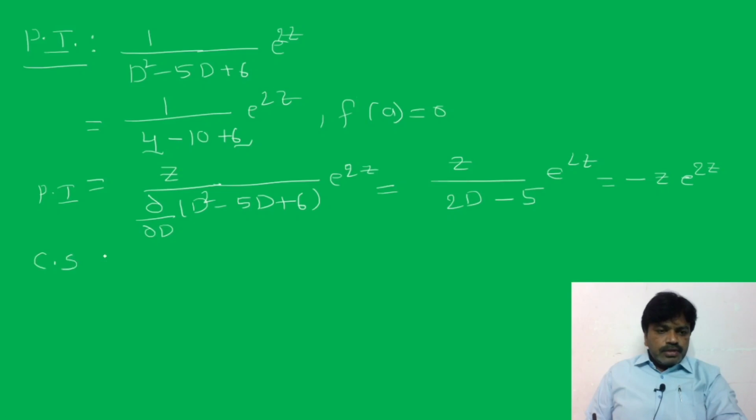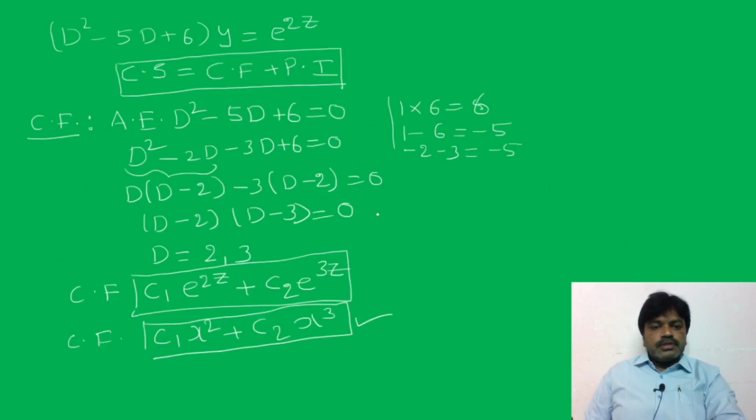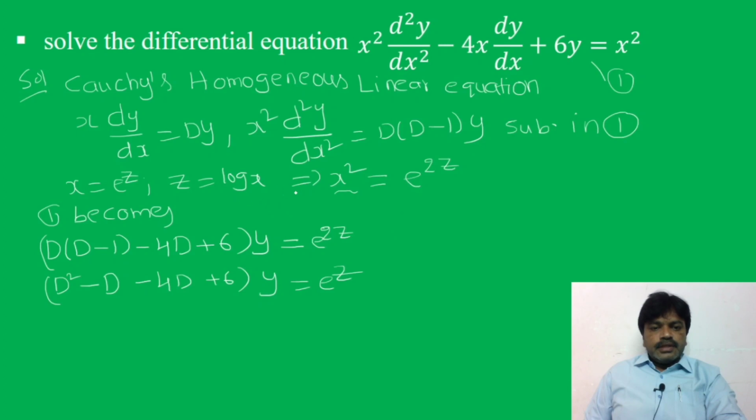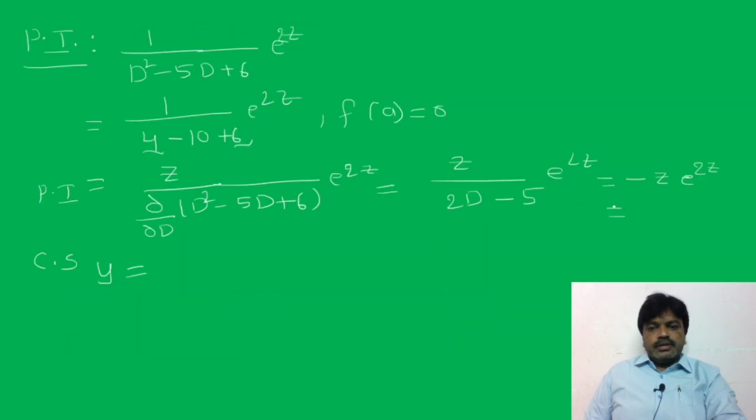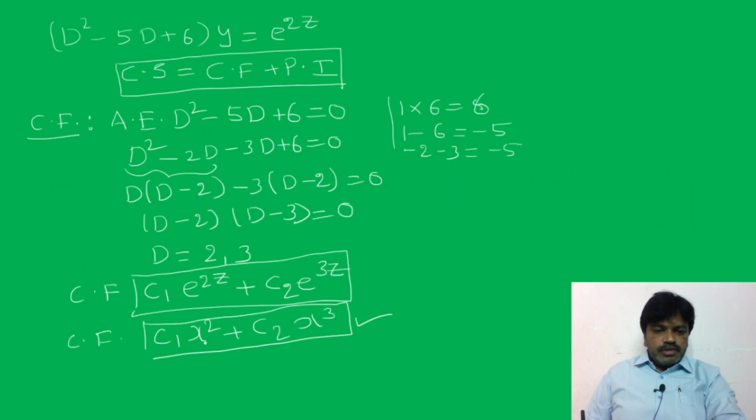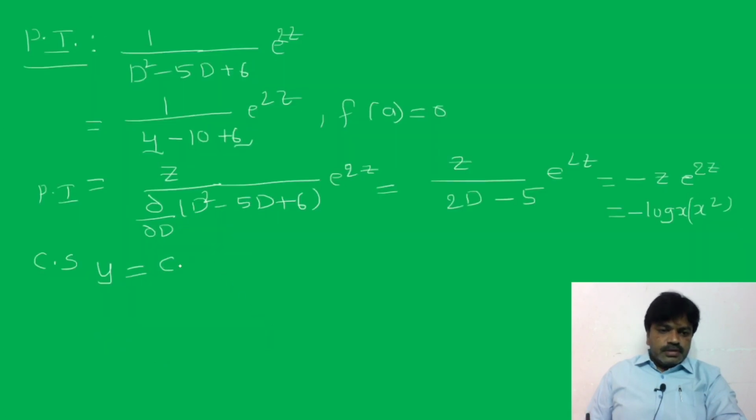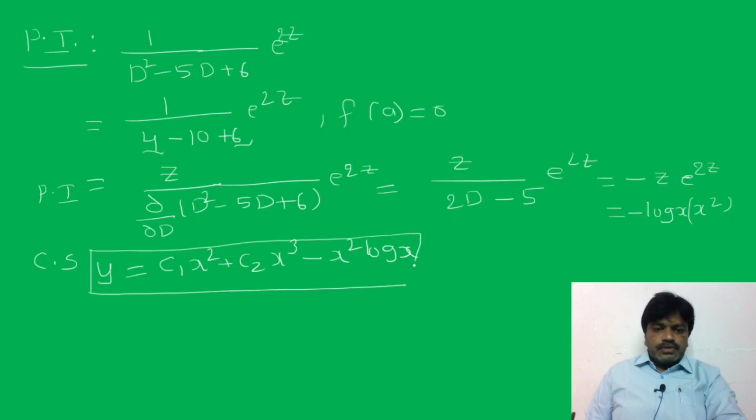So the complete solution y, I want to convert in terms of x, friends. What is z? z is log x, and e power 2z is x square. So y is equal to the complementary function, C1 x square plus C2 x cube, plus the particular integral, minus x square log x. This is the complete solution of the given problem.